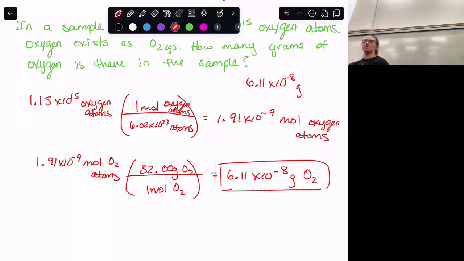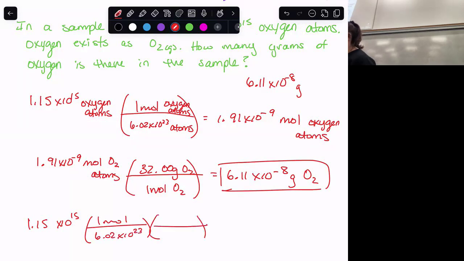One thing to note is that you don't always have to break this up into 2 steps. You can just do 1.15 times 10 to the 15 times 1 mole over 6.02 times 10 to the 23, and then multiply by your molar mass directly from there, if you're able to see that train track of units cancel each other out. If you like to break it up, by all means, because if you make a mistake, it's easier to see what that number was. But you are able to just do it directly as well. If you have a graphing calculator, sometimes that's easier to plug into your calculator.